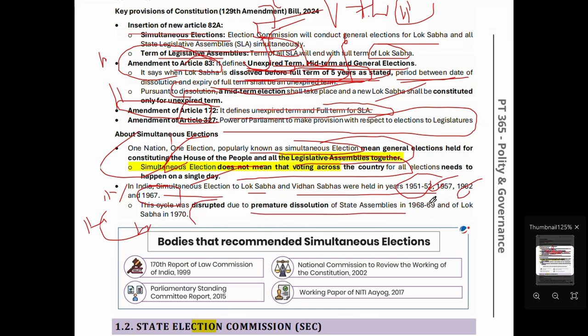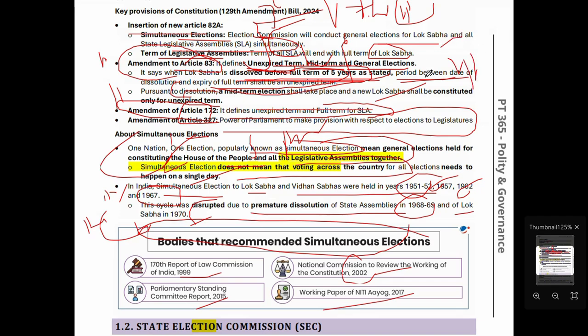The bodies that recommended simultaneous elections are: the 170th report of the Law Commission of India, the National Commission to Review the Working of the Constitution 2002, the Parliamentary Standing Committee 2015, and the working paper of NITI Aayog 2017. This is all about simultaneous elections from the UPSC prelims perspective. I hope you focus on the relevant points.